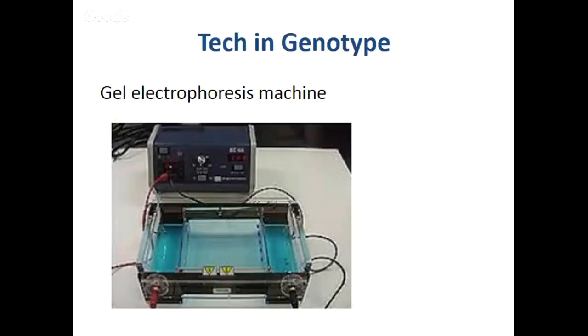Check genotype. This is an electrophoresis machine. This is what is used to test for your genotype. I take your blood sample, run it through an electrophoretic gel, and pass it through this machine. Depending on your genotype, it moves with different charges, depending on your gene.